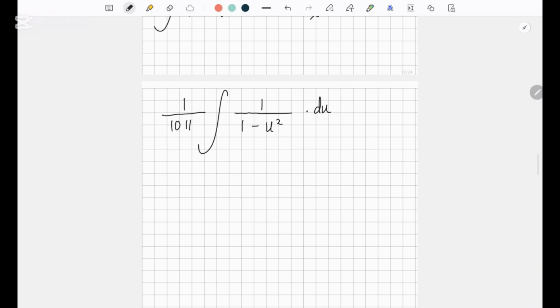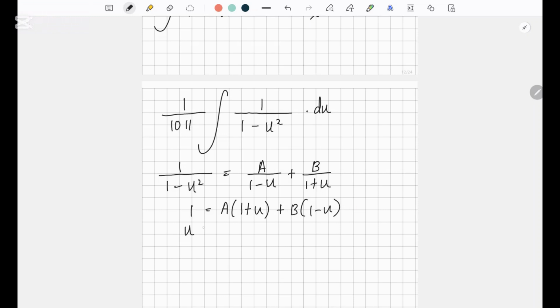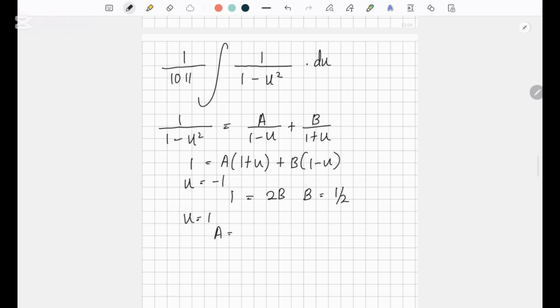So now how do you integrate this? You can write it as partial fractions. 1 over 1 minus u squared, you could write as a over 1 minus u plus b over 1 plus u. Now we need to find the values of a and b. So 1 equals a into 1 plus u plus b into 1 minus u. What I did was multiply every single term by 1 minus u squared. Okay, so when u equals minus 1, 1 equals 2b, so b equals half. And when u equals 1, a equals half, right?